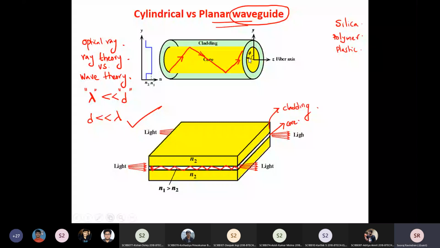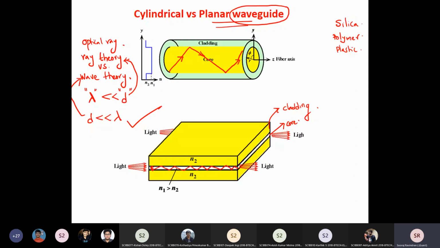Each approach has its own advantages and disadvantages. The advantage of ray theory is that you can simply use a ray to explain how light propagates, so it's much easier for the layman to understand. The disadvantage is that it's not really an accurate way of describing how signals propagate inside an optical fiber. Whereas wave theory gives you an accurate description. If you really want to understand how the modes are distributed, or what the shape of the mode is, then it's always better to use wave theory. The disadvantage is that wave theory is more complicated and more tedious. You'll have to solve Maxwell's wave equations, and therefore it becomes slightly complicated.